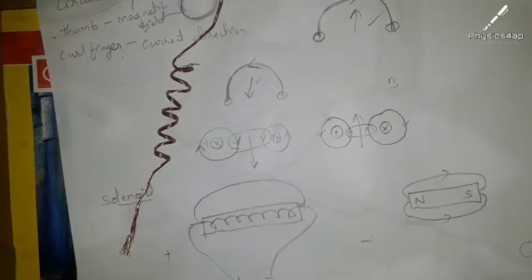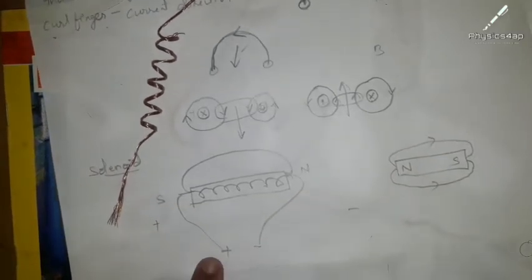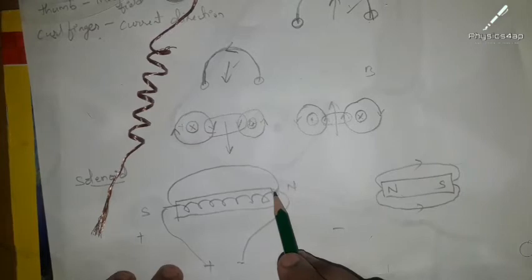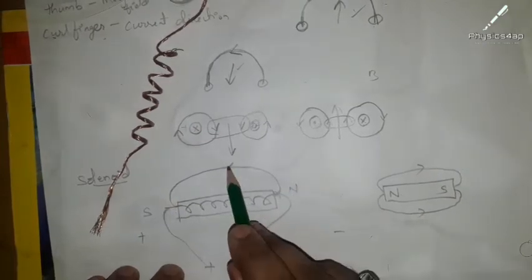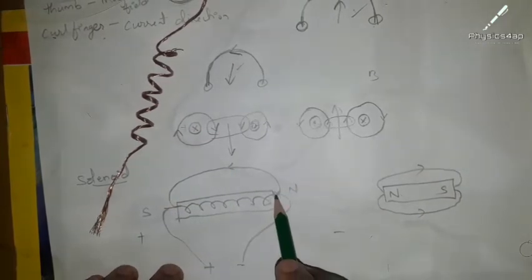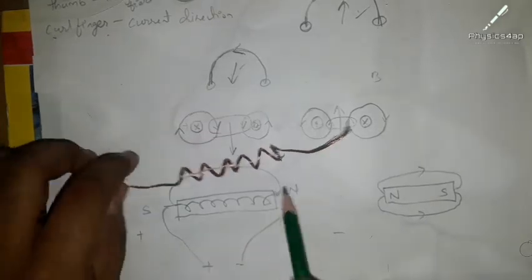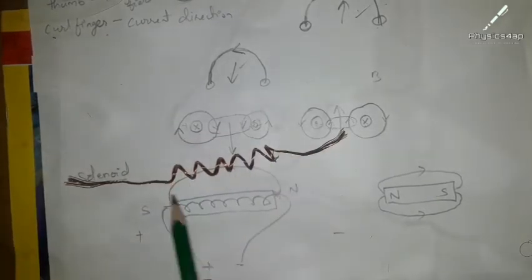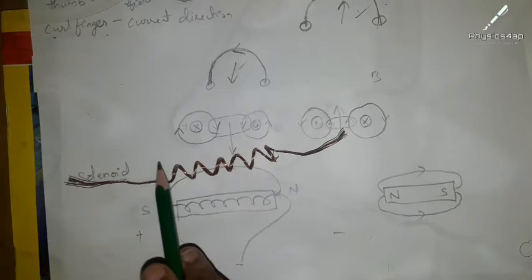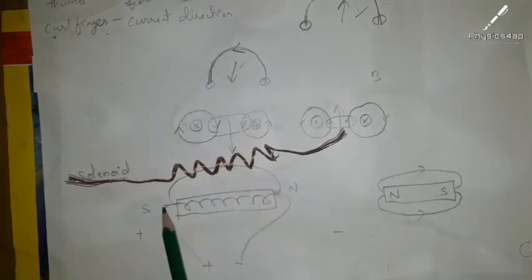In this case, as the current is traveling in this direction, this side will become the north pole and this side will become the south pole. And the magnetic lines will pass from one end of the solenoid to the other end of the solenoid. It passes through it like this, north to south.